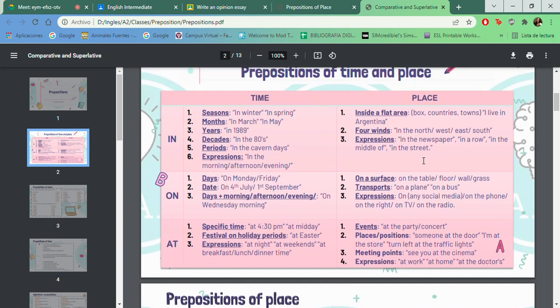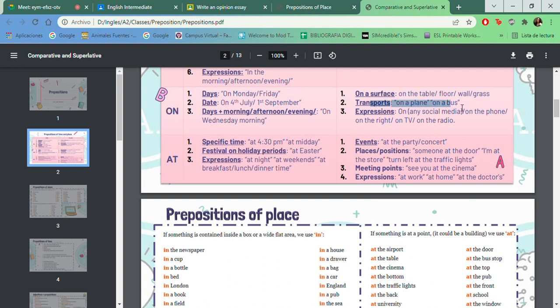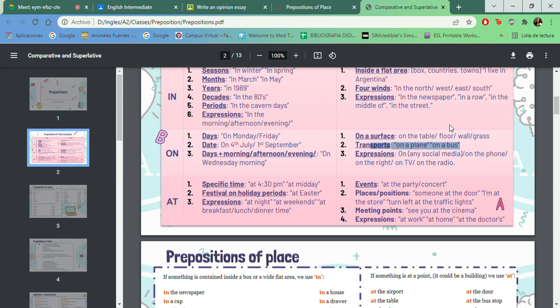We have these expressions: on the surface, and on transports as well, on a plane, on a bus. There are some exceptions, for example, in a car or in a taxi, okay? Get in the car, right? But then for other transports, we use on a plane, on a bus. I'm on the bus, for example. I'm getting on the bus. And remember, the opposite is get off the bus. And for the car, get in the car, get out of the car, right? Because the opposite of in is out. Good.